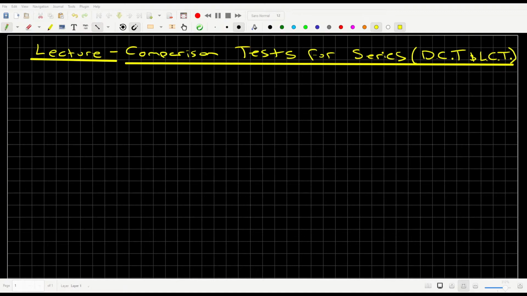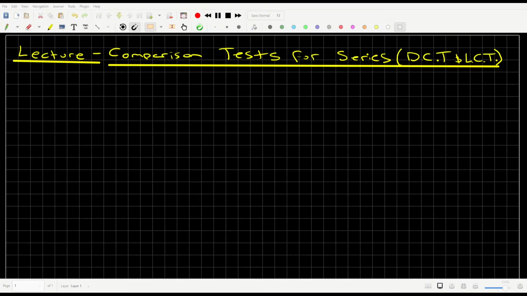But both of the tests, in the way that they're applied, are in some sense very, very similar, if not exactly the same as they were for improper integrals. So I'm going to start by writing both of these two tests down.